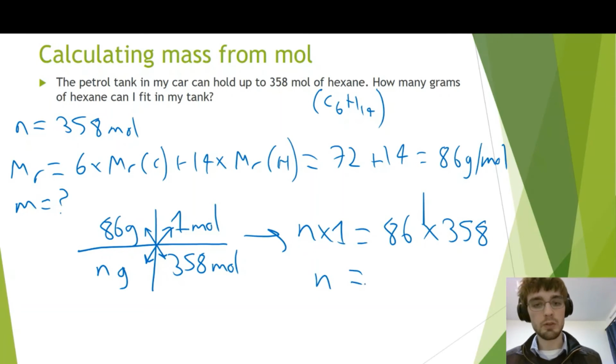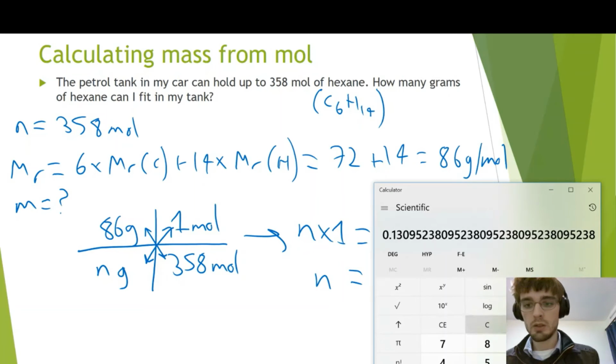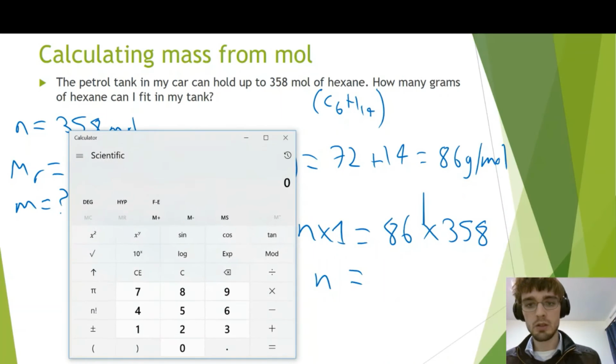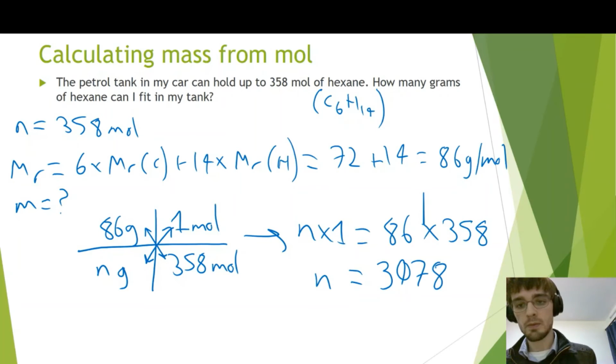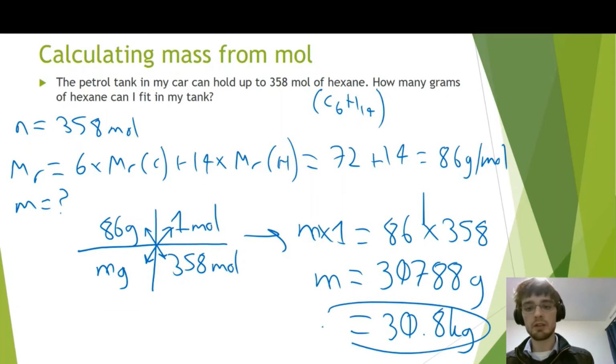So n is going to be equal to 86 times 358, 3,788. Make that an m as well, just to make it easier. And then if you want to simplify that, you can change it to kilograms like that. And this is our answer.